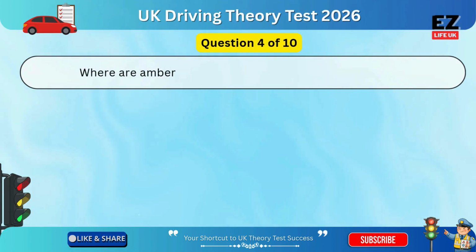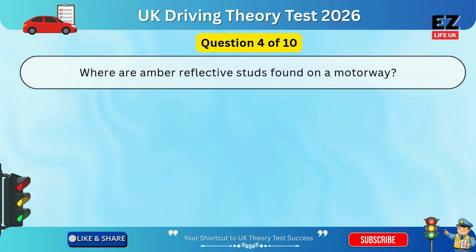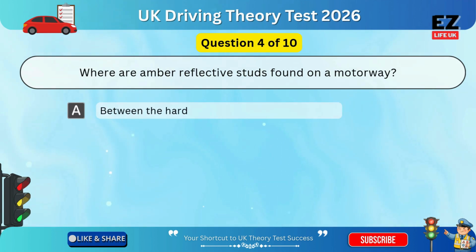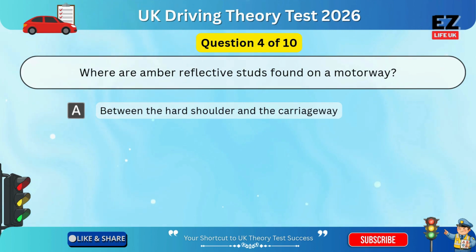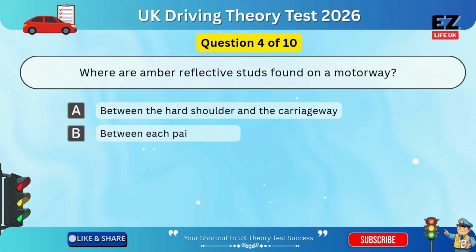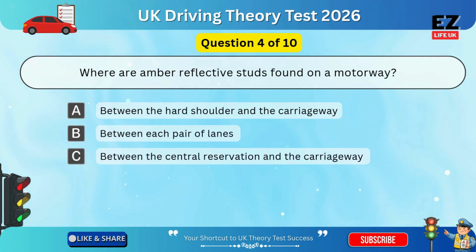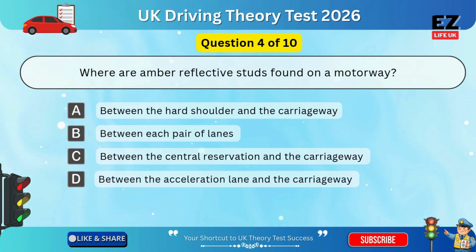Question number 4. Where are amber reflective studs found on a motorway? Option A, between the hard shoulder and the carriageway. Option B, between each pair of lanes. Option C, between the central reservation and the carriageway. Option D, between the acceleration lane and the carriageway.